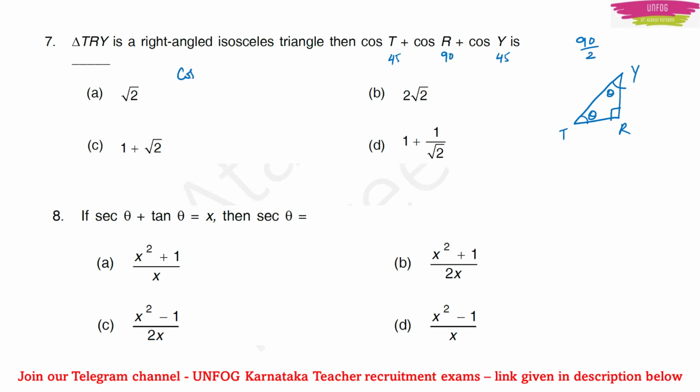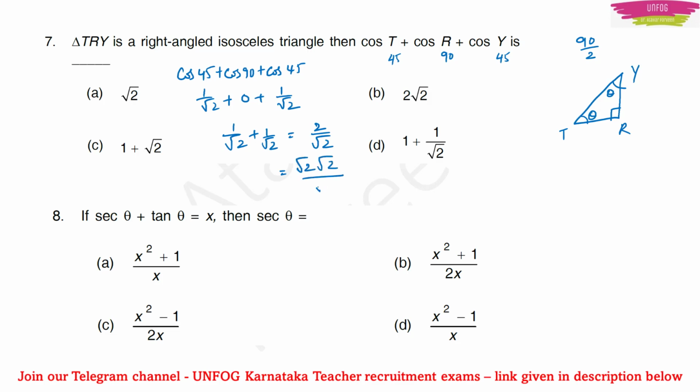Now what you have to do? You have to do cos 45 plus cos 90 plus cos 45. Cos 45 is 1 by root 2, cos 90 will be 0, cos 45 will be 1 by root 2. So you have 1 by root 2 plus 1 by root 2, which is equal to 2 by root 2. You can write 2 as root 2 into root 2, so this will get cancelled. So my answer will be root 2, option A.